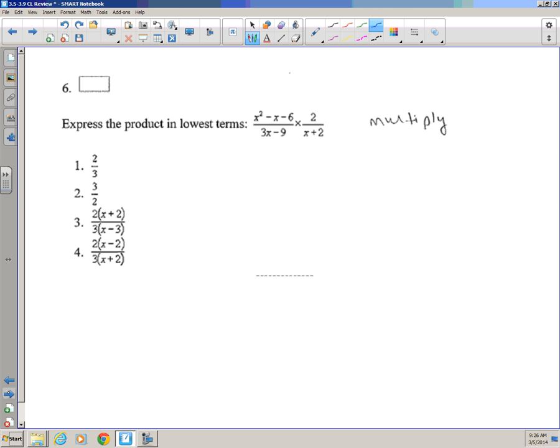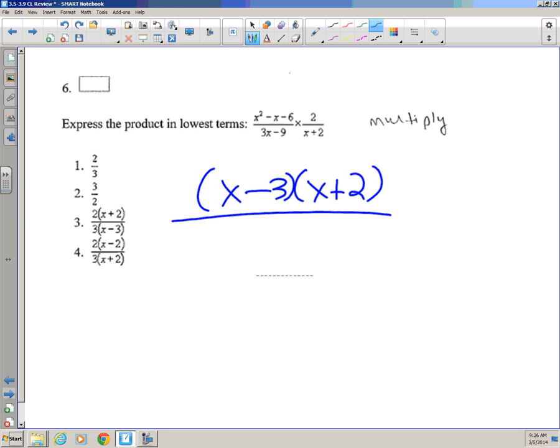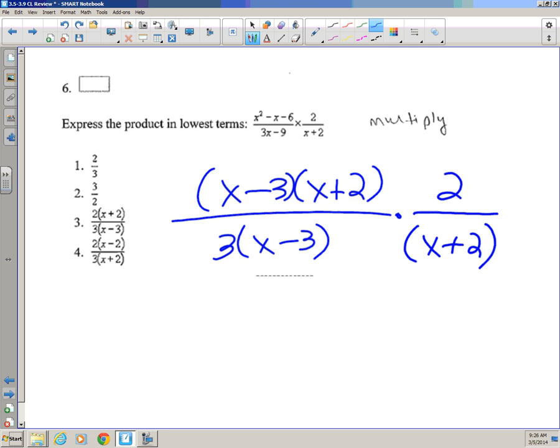Number 6, product, that means to multiply. Keep as is. The top is going to be a trinomial, x minus 3, x plus 2. The bottom is a GCF, 3x minus 3. Keep this the same, but put parentheses around the bottom. The x minus 3's go, the x plus 2's go. Your final answer is 2/3, choice 1.